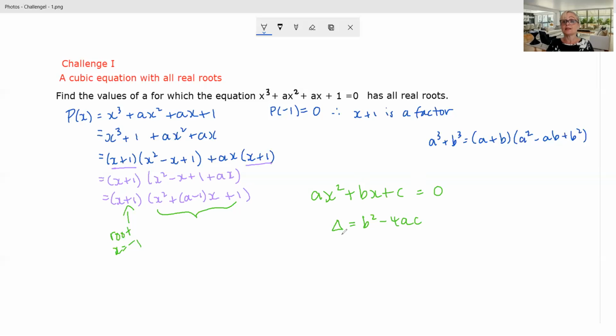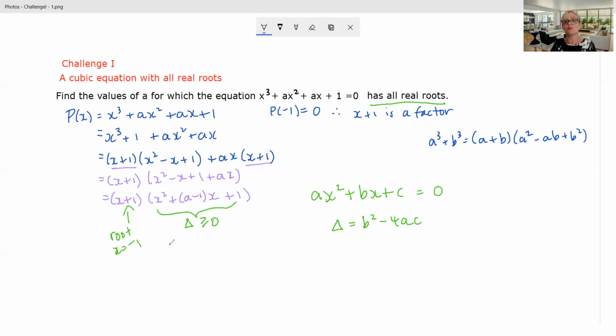Now, if the discriminant is negative, we will not get real roots. Okay, so we are asked, it needs to have all real roots. So we need to ensure in this case that this discriminant is at the very least 0. It can be 0, that would give us repeated roots, and that's okay. But it cannot be negative or we would have complex numbers coming in.